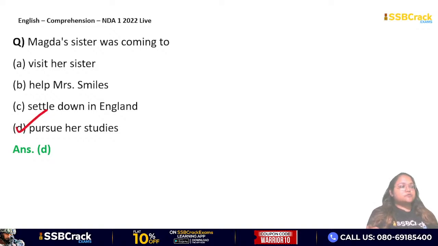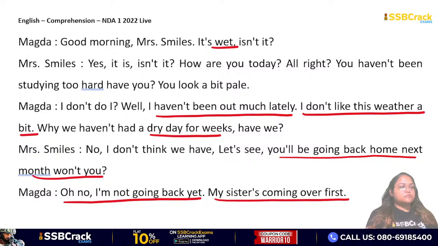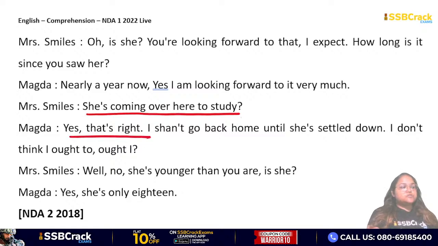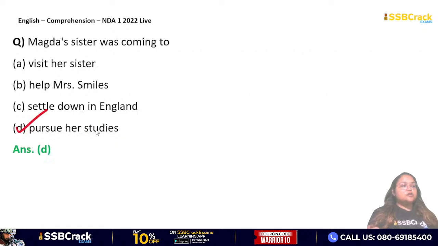So if you again go back to the passage here, you can see Mrs. Miles asking, she's coming over here to study, and Magda is saying, yes, that's right. Okay. So therefore this means that she is coming over to pursue her studies, which is option D.